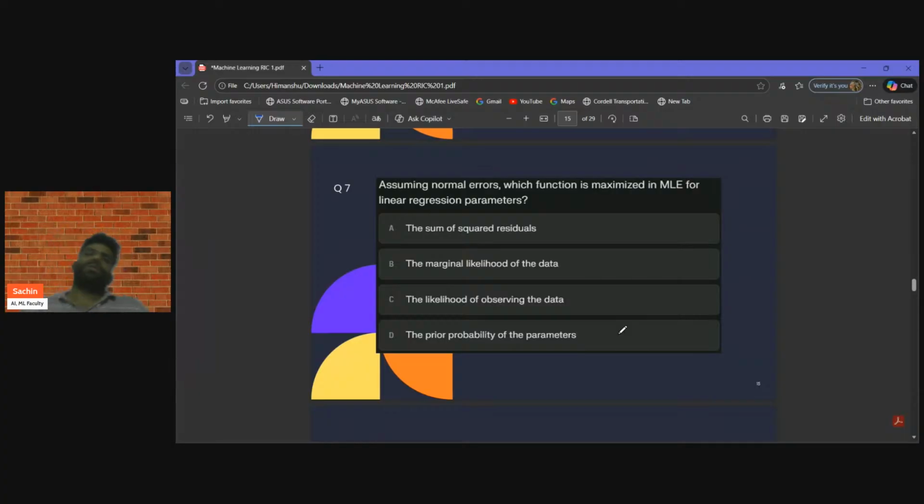Maximum likelihood estimation is related to the probabilistic idea, where we try to find the parameters which maximize the chances of getting the data we are already having. So I'm having beta naught plus beta 1 x. Now what should be the beta naught, beta 1 value from a probabilistic point of view, so that I can generate the existing data? That's the idea around maximum likelihood estimation.